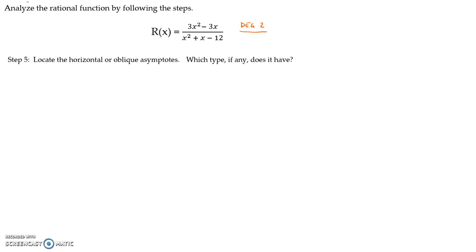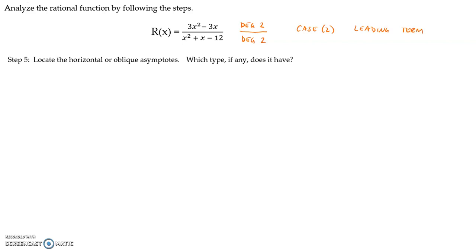And in our denominator, our highest exponent down there is also a 2. So we have degree 2 on the bottom. So this is the case where we have the same degree, top and bottom. So this is an example of case 2. And remember, in this case 2 example, you want to go ahead and use your leading terms to help you get your asymptotes.